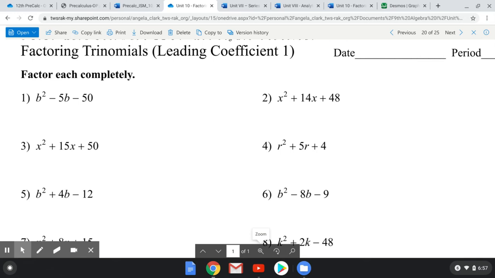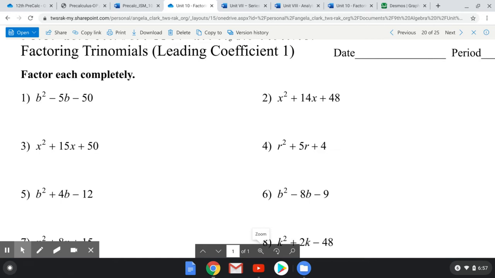Welcome to Factoring of Trinomials Leading Coefficient 1. So first of all, I want to talk about what a leading coefficient is, and then I want to talk about what factoring is, and then I'm going to show you how to do it. So that's what we're doing today.